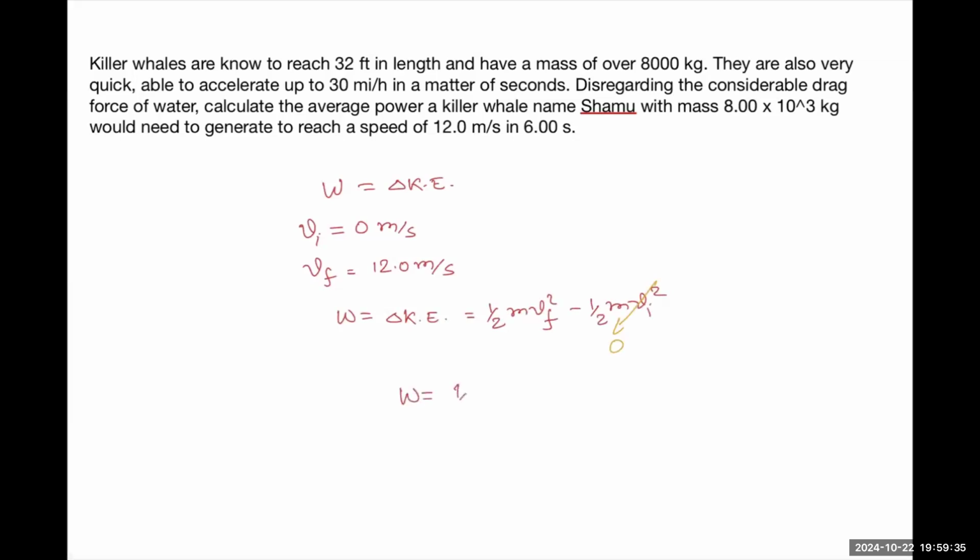Which is equal to half times 8.00 times 10 to the 3 times the final velocity, 12.0 meter per second, whole squared. That's the good thing about this electronic board, I can just drag and make space, right? Now this is equal to minus 0. So that means my work done is 5.76 times 10 to the 5 joule.